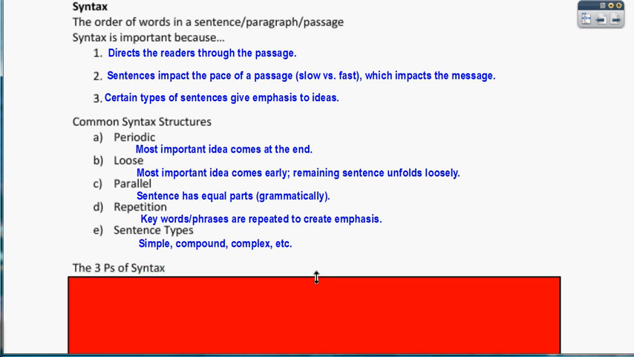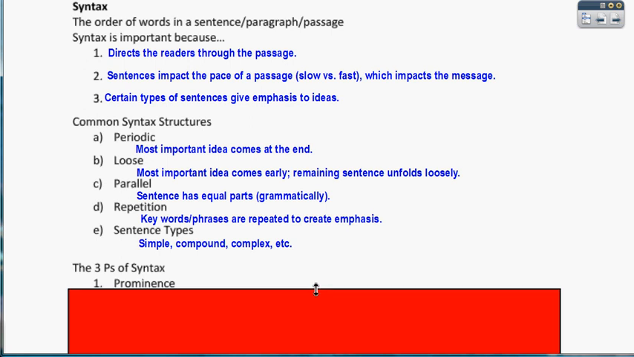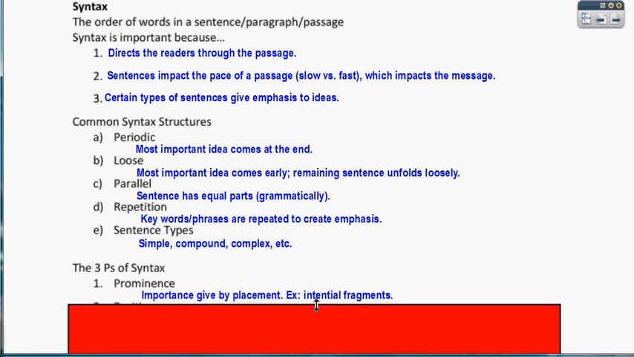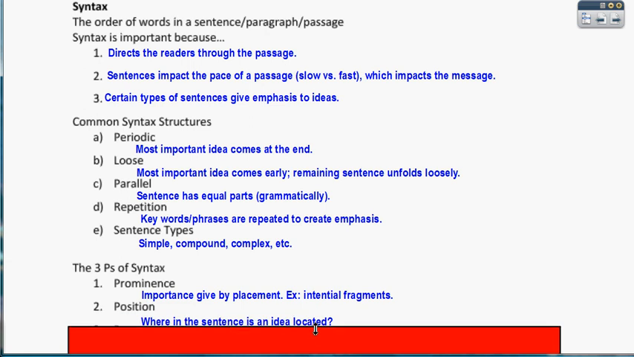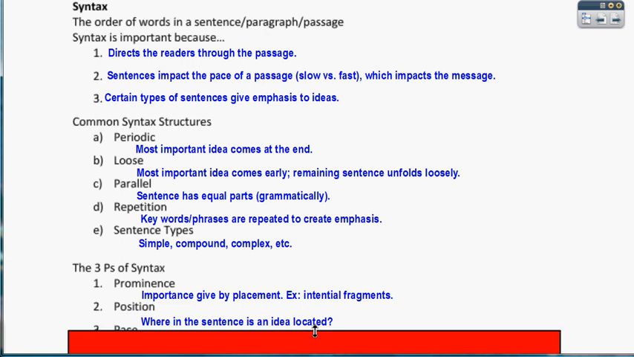The 3 P's of syntax are important. We have prominence. So as we said before, by the placement of the sentence, or by the placement of the words in the sentence, we can have emphasis. So we have maybe intentional fragments to give an idea some impact. We also have position. Position is where in the sentence the idea is located, so that would be your periodic and loose sentences.